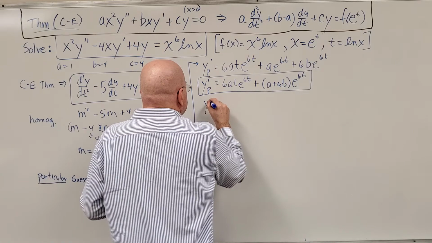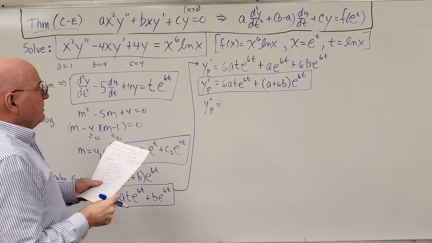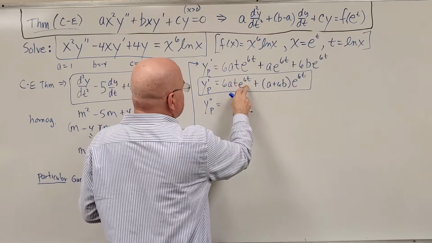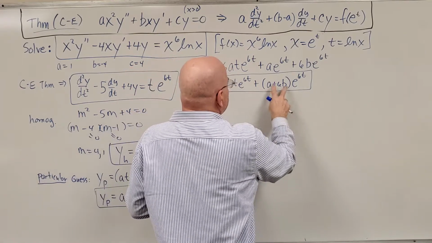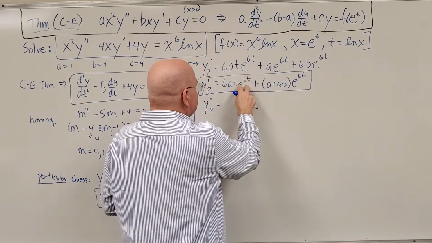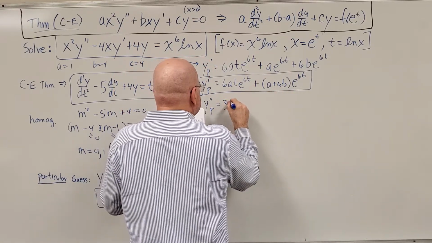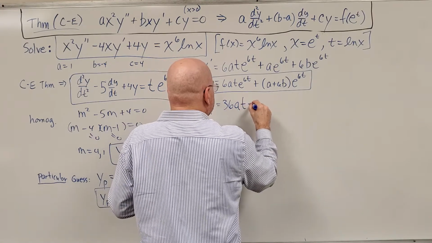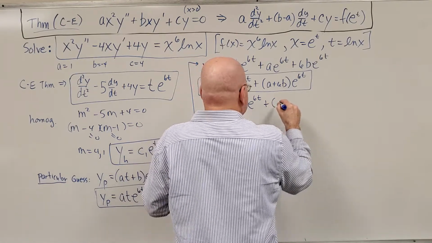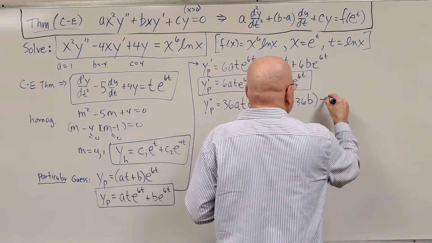And the y double prime p. If you don't mind, to save one line, I'm just going to go straight to the simplified version of it. So we're going to take the first times the derivative of the second plus the second times the derivative of the first. And likewise over here, combining like terms, we get 36at e to the 6t plus, in parentheses, 12a plus 36b times e to the 6t.